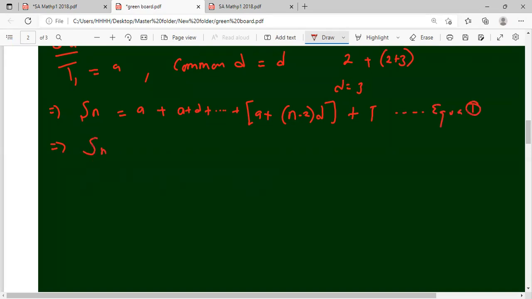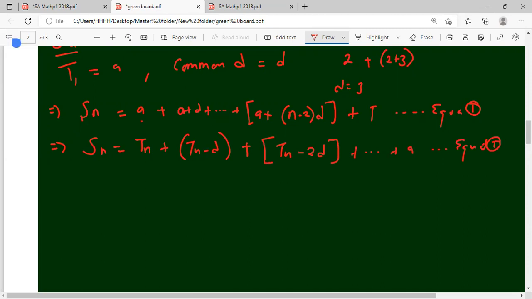So we'll say Sn is equal to, for the first term, the term is unknown, so we can say Tn plus Tn minus d, plus Tn minus 2d, plus dot, dot, dot, plus A, and this will produce our equation 2.